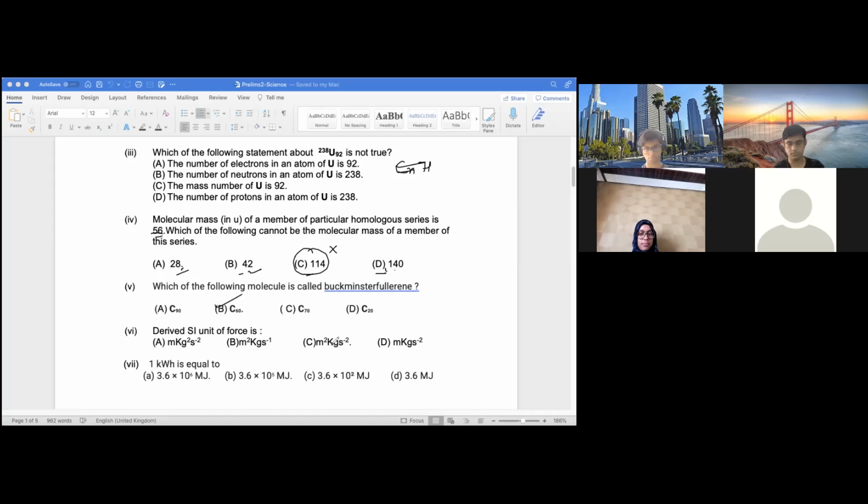The derived unit answer is m kg per second square. Why did so many people get this answer wrong? I don't understand. M means mega joules. Mega is already 10 raised to 6. So the answer is D. 3.6 into 10 raised to 6 joules is 1 kilowatt hour. So the answer is 3.6 mega joules. Mega is 10 raised to 6. So this is the correct answer. Many of you did this; what happened is it became 10 raised to 12, as 10 raised to 6 plus 10 raised to 6. So this is 10 raised to 12.